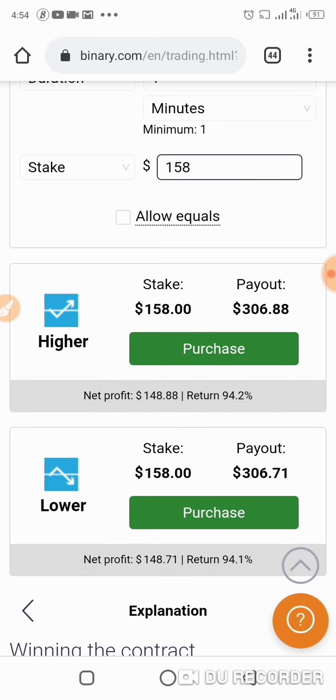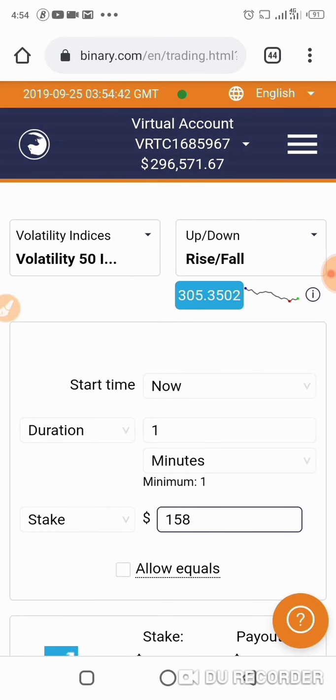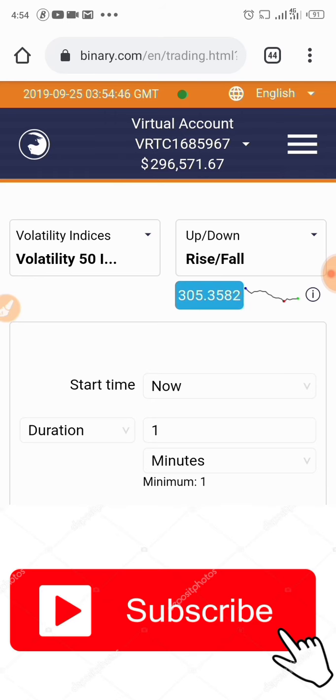So in the next video, I'll be explaining the trading aspect, the seconds you need to look at before placing your trade. So see you on the other video.